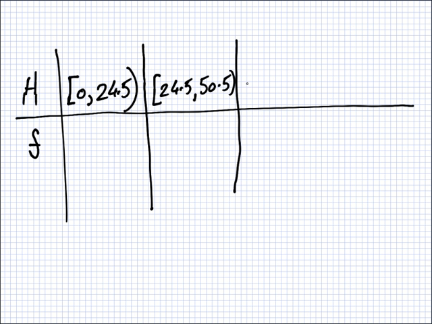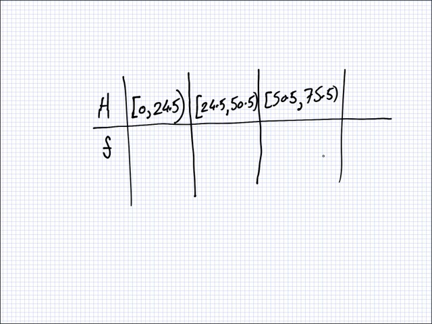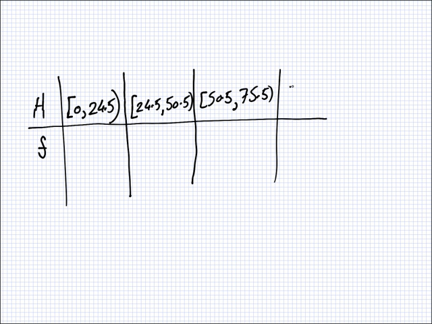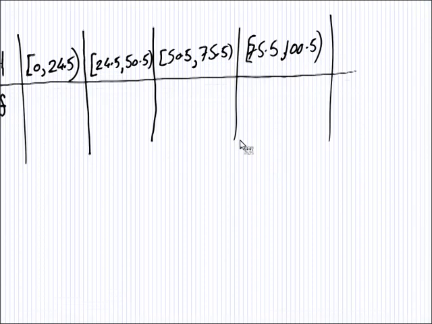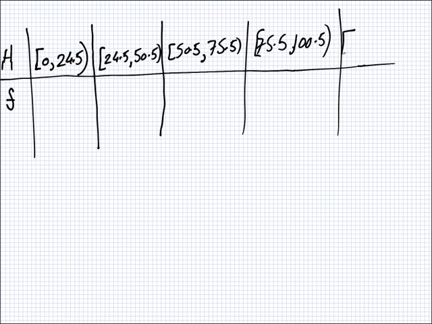Then the next one is 50.5. What does it go up to? 75.5? Okay. What's next now? 75.5 to 100.5. And then the last one is 100.5 to 199.5, is it? Yeah.